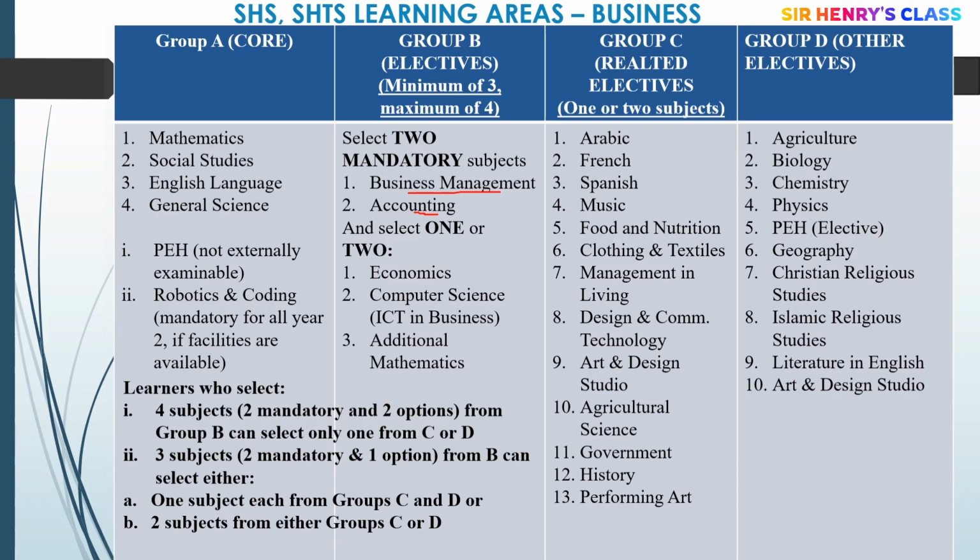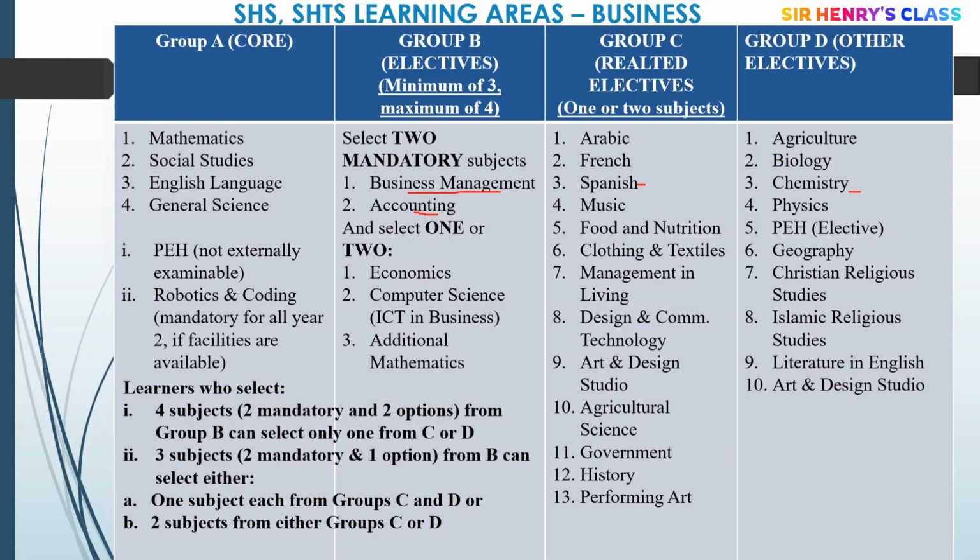Now how is the parent done? If you choose 4 subjects, that is 2 mandatory and 2 optional. That is here. So 2 mandatory, that is the business management, and the optional here, let's assume you choose a cons and then computer science. Then this is what is going to happen. Then from group B, that is after selecting the 2, then from group C or D, you can either choose just only one. So it means you choose one, only one, could be only Spanish, then against what?